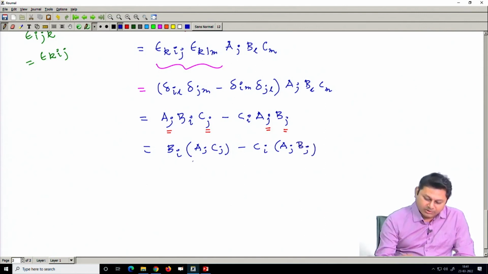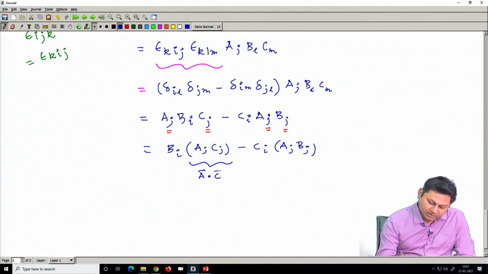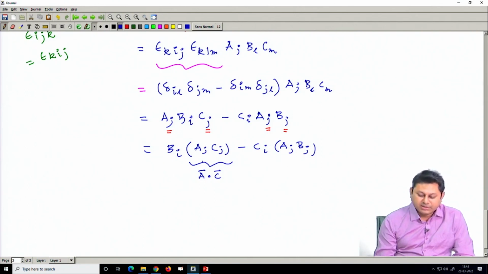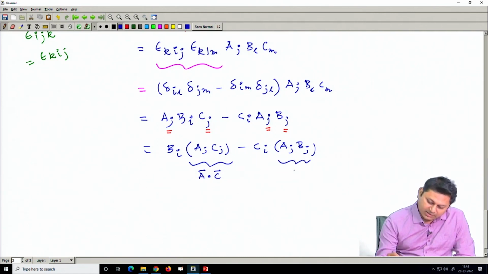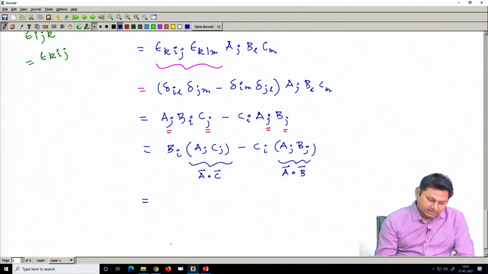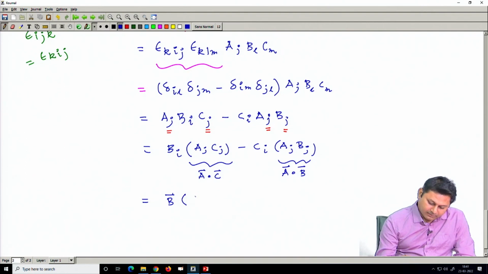Now, this quantity A j C j is nothing but A dot C, because if you expand A dot C using the Einstein notation, it is simply A j C j. In a similar way, A j B j is nothing but A dot B. So, I can write this as the vector B, the ith component of that quantity, and minus.